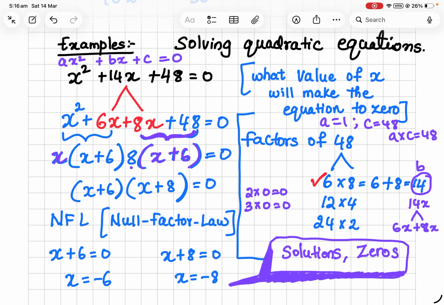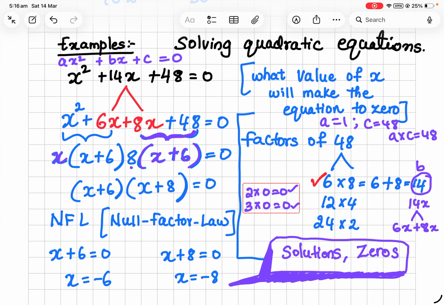For example, even though you have 2 but you are multiplying with 0, it becomes 0. If you have 3 but you are multiplying with 0, it will become 0. So null means 0 in math. So that means I'm assuming that each of these brackets will turn to 0, then the answer is going to be 0.